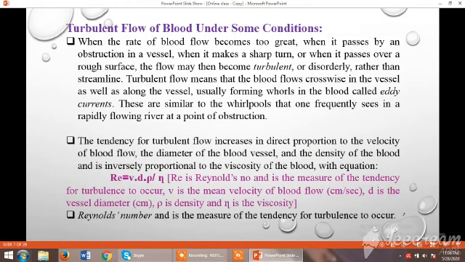The tendency for turbulence increases in direct proportion to the blood flow and the diameter of the blood vessel and the density of the blood, and in inverse proportion to the viscosity of the blood.